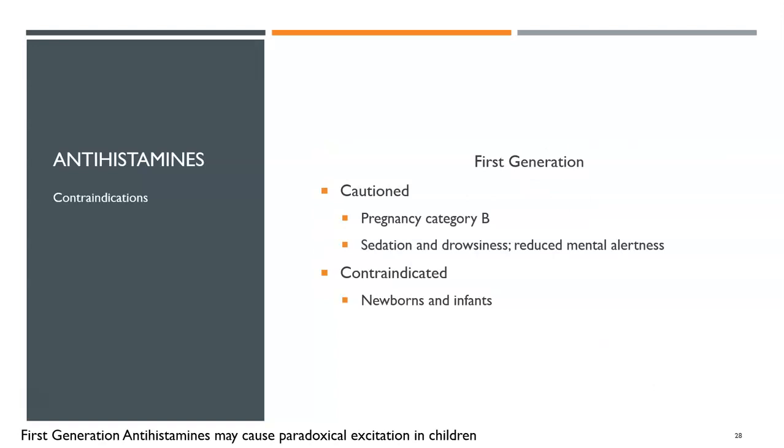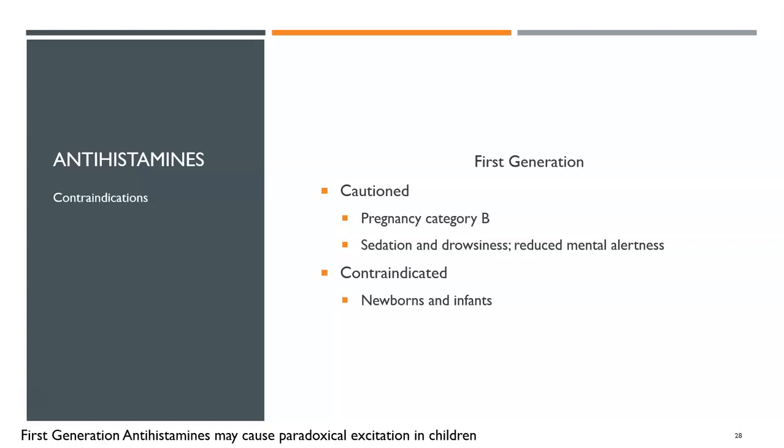So with first generation, it's caution, it's a pregnancy category B. First generation causes sedation and drowsiness. So if you're giving somebody Benadryl, even for the hives, tell them do not operate heavy machinery until they know how they're going to act. Some people can take Benadryl 25 milligrams twice a day, 3 times a day, and they're fine. Somebody else may take Benadryl 25 milligrams and they're in a coma for a day. So you definitely want to let your patient know different people react differently. Do not do anything until they know how they will react to it. It may also reduce their mental alertness.